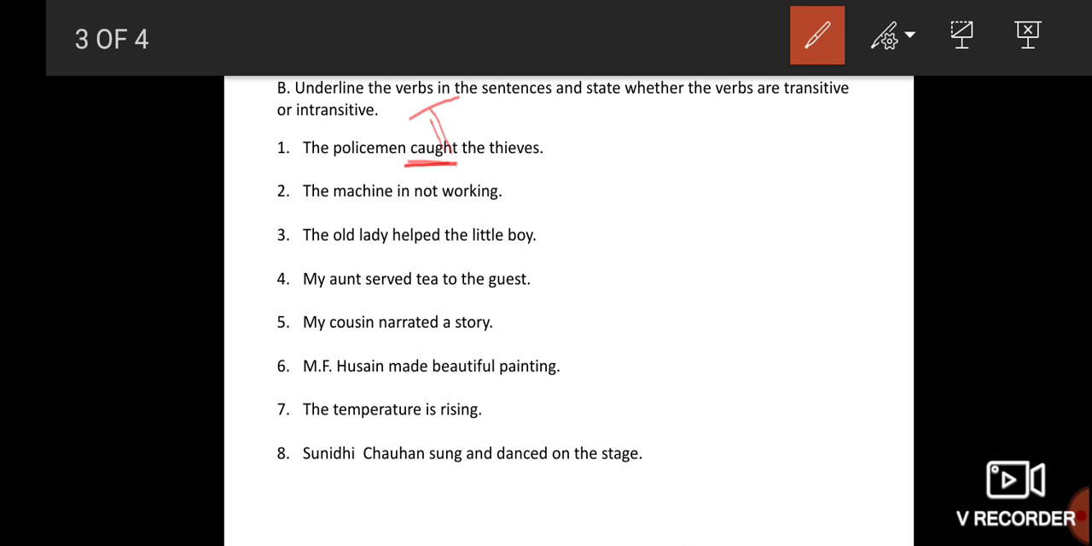The machine is not working. The machine is not working. This is not IN, it is a typo error. Okay. The machine is not working. So, working here is an intransitive verb. Why? Because it makes a meaningful sentence.